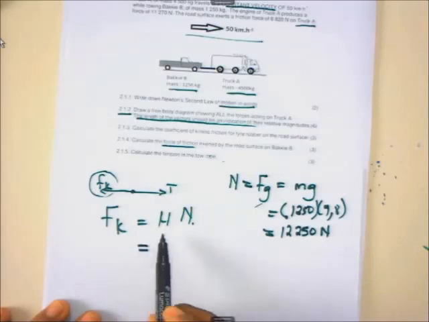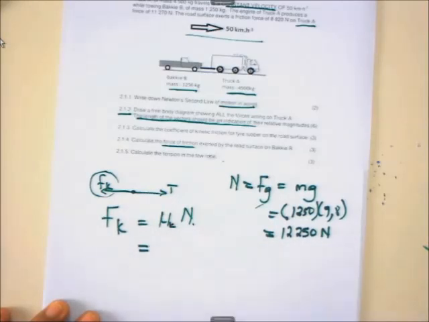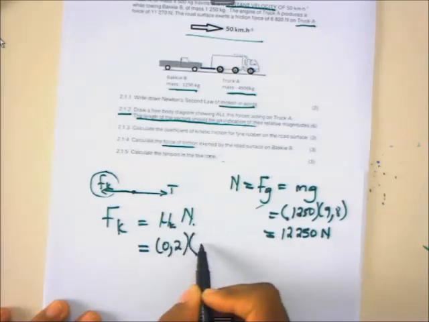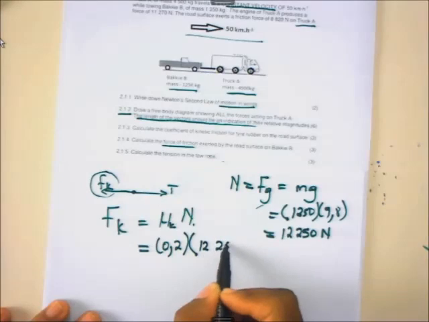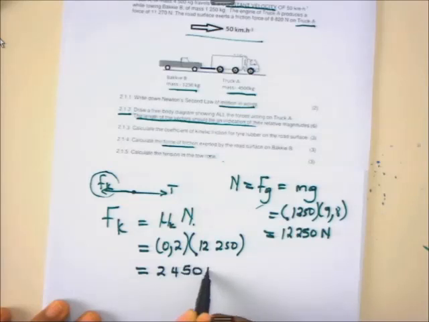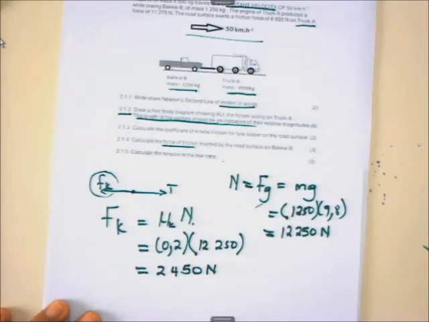Now, we calculated the coefficient of kinetic friction in the previous question. So the coefficient of kinetic friction is already 0.2. Remember, the string is 1. So we will use that coefficient, 0.2, multiplied by 12,250 newtons. And then the answer will be 2,450 newtons. That is the magnitude of friction.